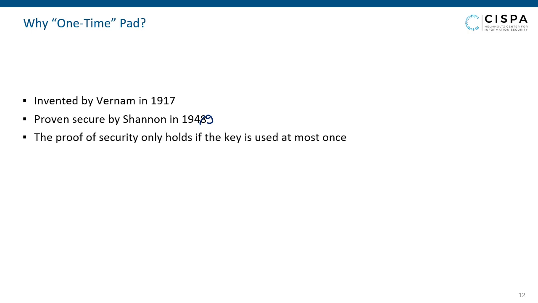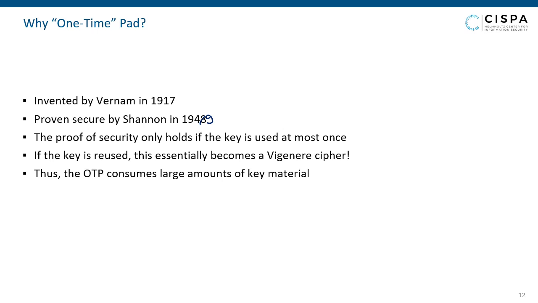Now note that the proof of security only holds if the key is used at most once. And if you look at this construction, it kind of becomes clear that if you were to use the key many times, then this would in fact become a variant of the Vigenère cipher. What this means is you cannot reuse the key. You can only use the key once, but that means that the one-time pad, if you were to really use it in a practical application, consumes enormous amounts of key material.